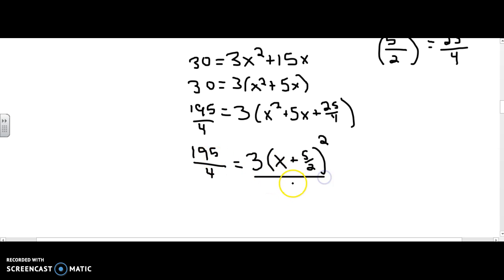So we'll divide both sides by 3, which over here is the same thing as multiplying by a third. So you're going to get 195 over 12 equals x plus 5 over 2 squared. And then we'll square root both sides.